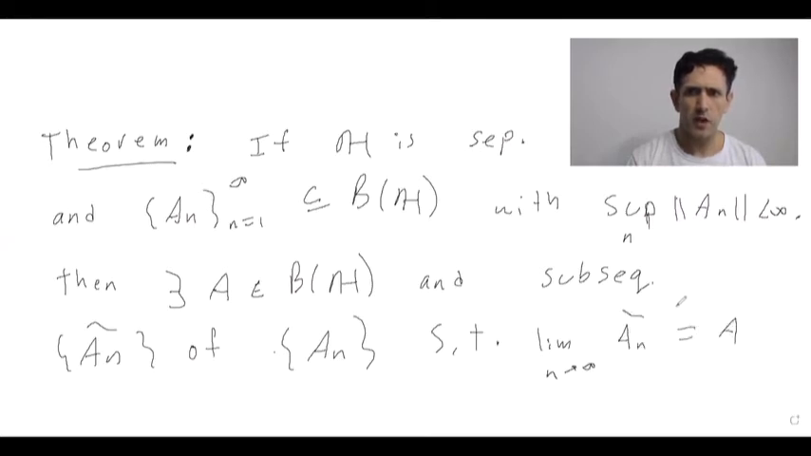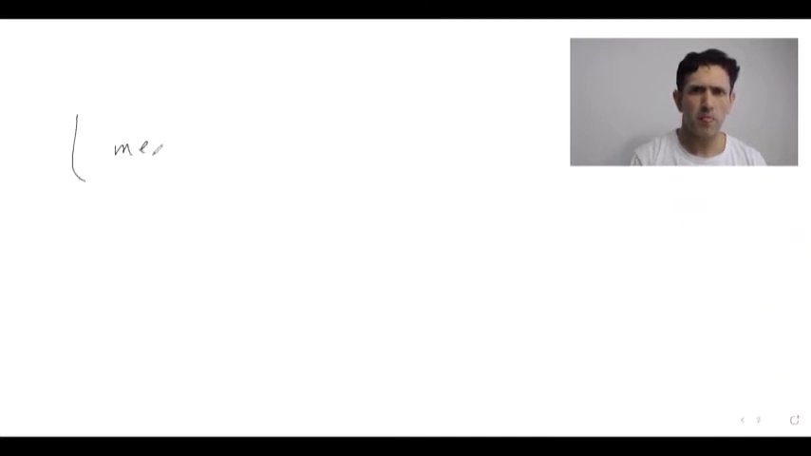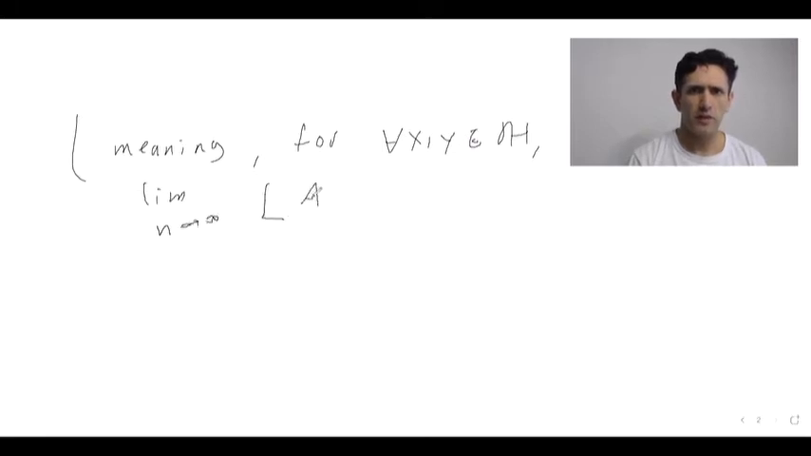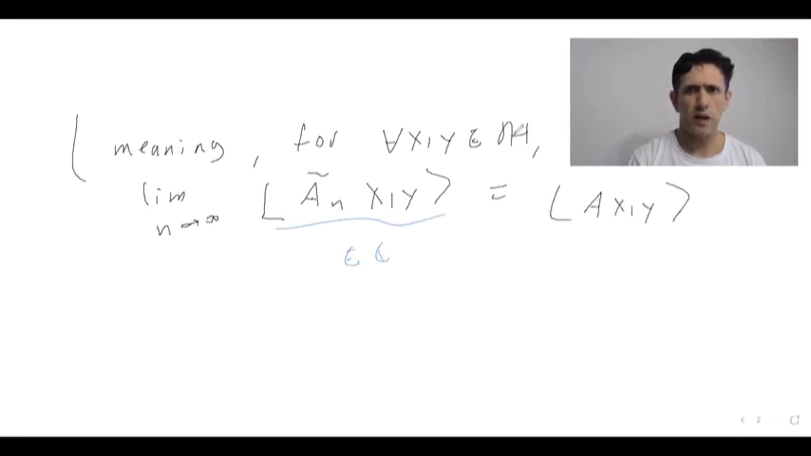We have convergence in the weak operator topology. And remember what this means: for any x, y, and h, by definition, we're saying that the following is true. This inner product here, the sequence of complex numbers, is going to be equal to ⟨Ax, y⟩. And this is true for any x, y, and h.